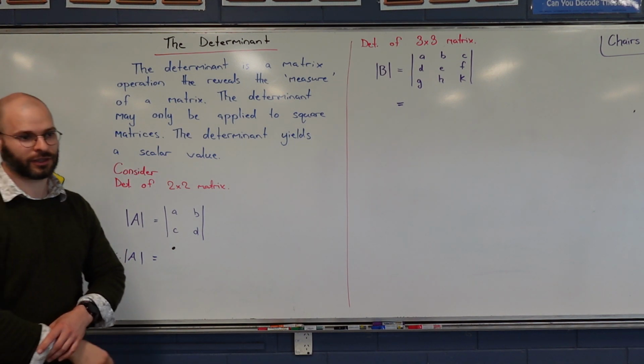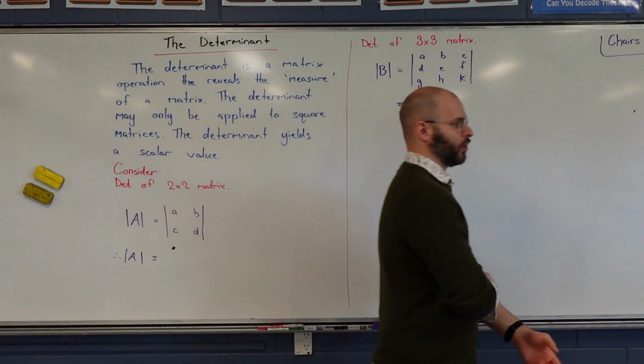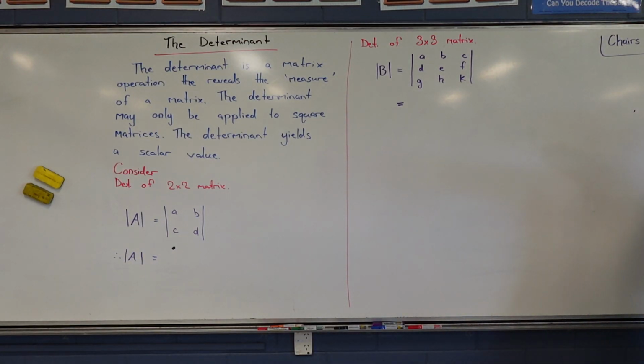Or if we had a matrix that caused some sort of deformation, like it caused a square to be skewed, if we multiplied the square by the matrix, then a high determinant would cause a large skew, and a low determinant, so anywhere between 0 and 1, would cause a slight skew to the square.